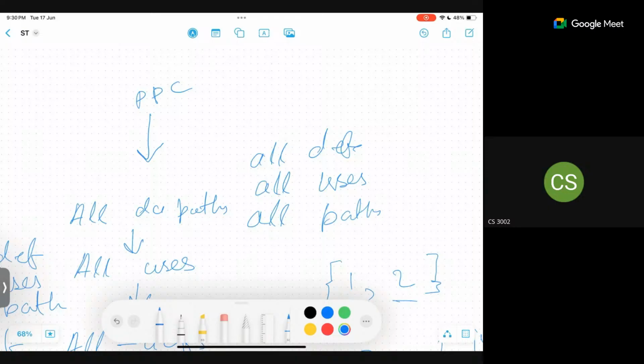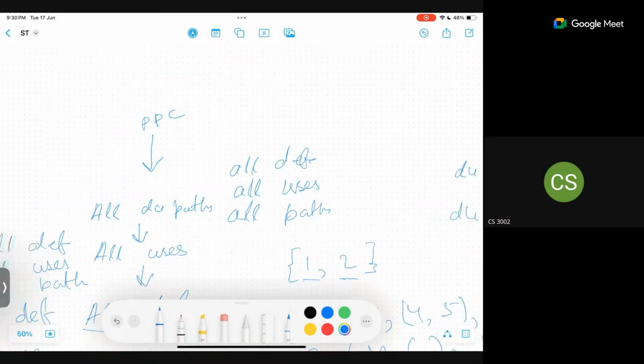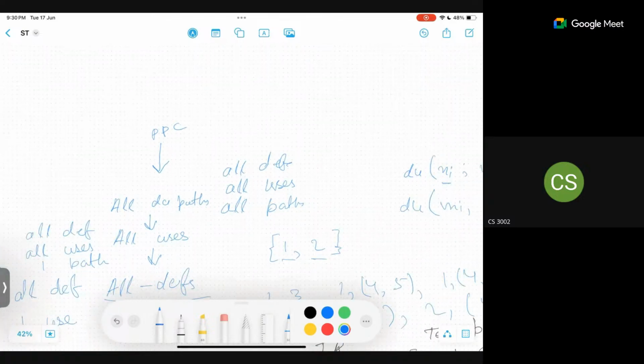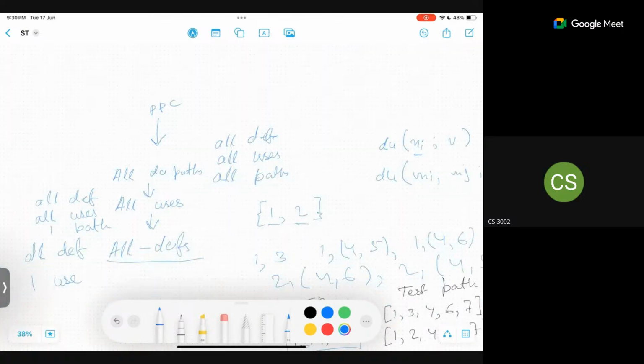But if you do du paths, then you exactly know where the definitions are and where the uses are. That can be helpful in revealing some faults which might not be revealed using only structural coverage criteria. Now you might argue that if we do PPC, those faults could be revealed as well, which is still true. But those are two different coverage criteria. It so happens that one subsumes the other, but both have their own merits and demerits.